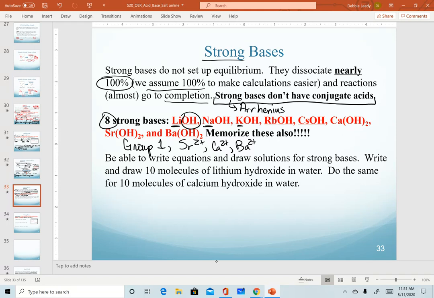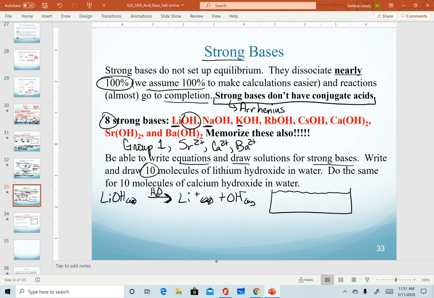So we should be able to write equations and draw solutions for our strong bases. Again, we're going to do the same 10 molecules of lithium hydroxide in water. The other difference with strong bases is that these don't react in water. Because they are soluble ionic compounds, they simply dissociate in water. If it makes you feel better, you're welcome to put water on the arrow to show that it is dissociating in water.